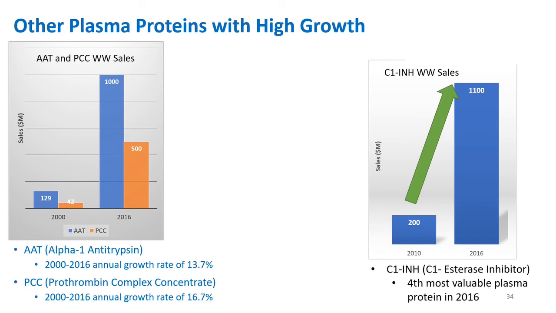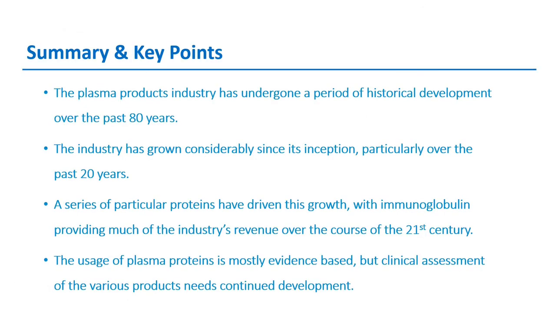And again, another extremely pivotal protein for people deficient in it, C1 esterase inhibitor, which causes hereditary angioedema. This protein is also harvested from plasma. You can see how widely it has increased, and it is a very valuable protein in terms of the sales of the industry. And I would now like to summarize my talk.